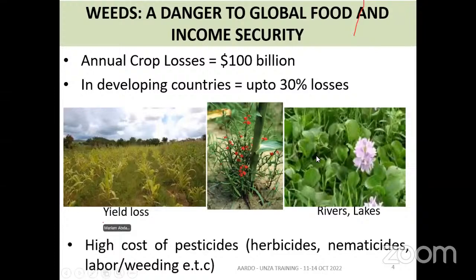Now, the costs of pesticides, in this case specifically herbicides, are really very high. For you to effectively invest in these herbicides and continue being productive, it really costs a lot. All these add up to $100 billion and even more in some cases.